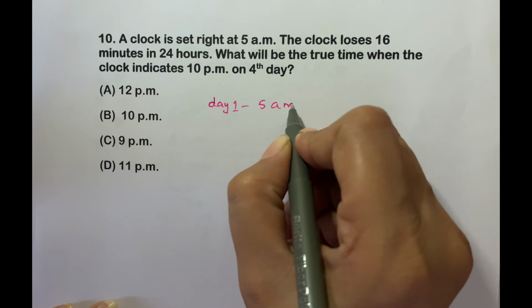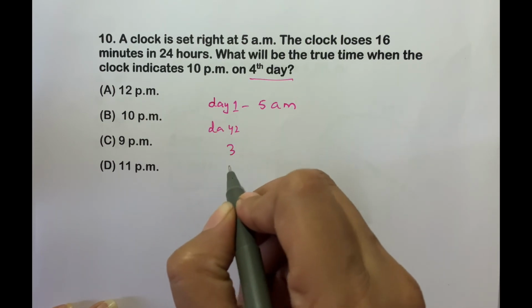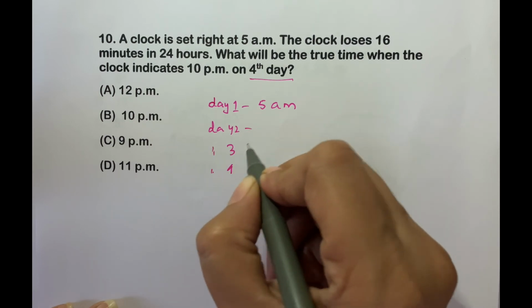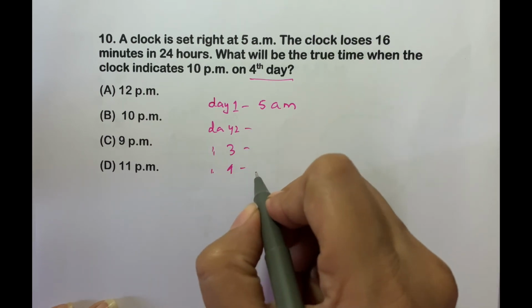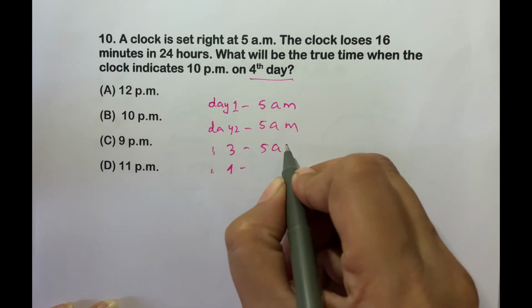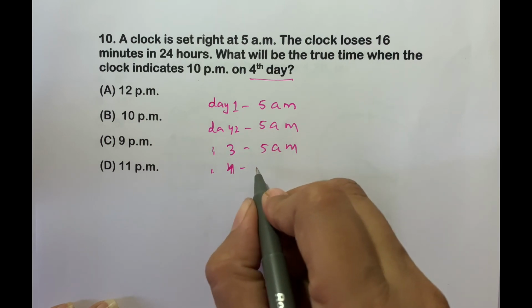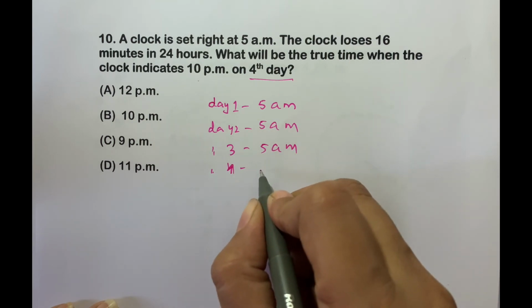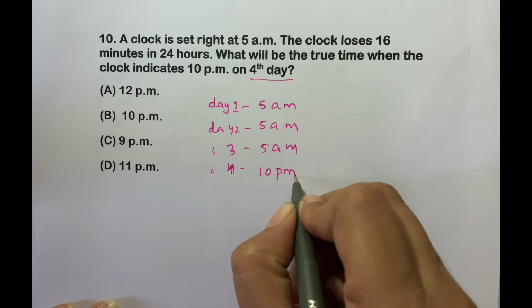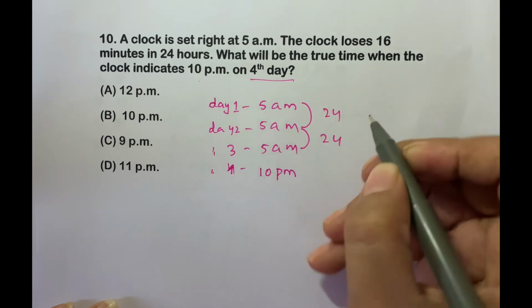5 a.m., and they have asked it for day 4: day 2, day 3, day 4. So up to here it is 5 a.m. Then when it comes to day 4, they have asked it for 10 p.m. So from here to here it is 24 hours, here to here it is 24 hours.